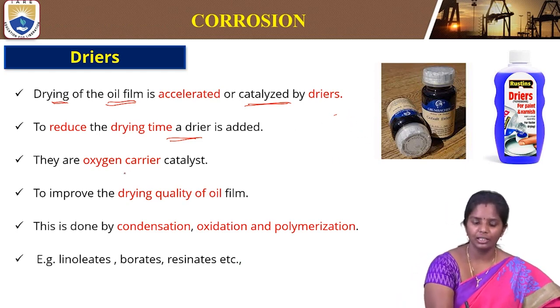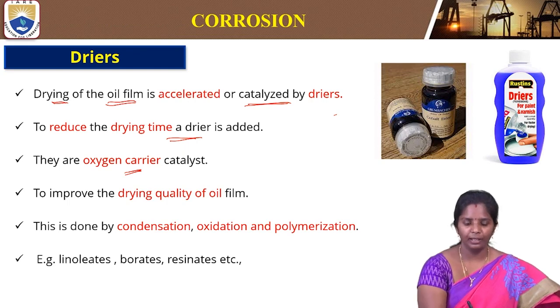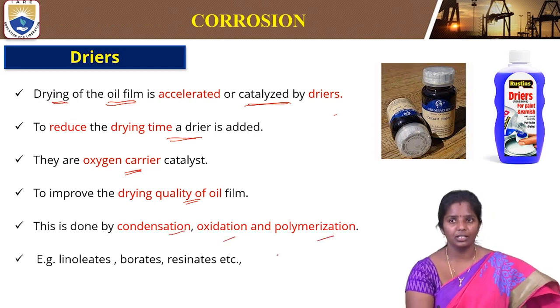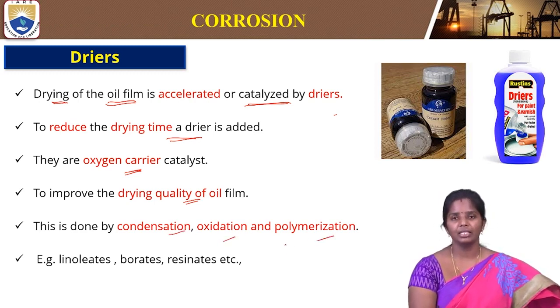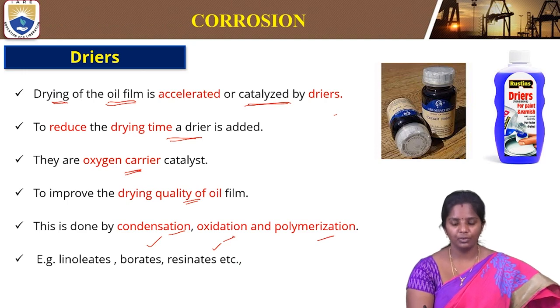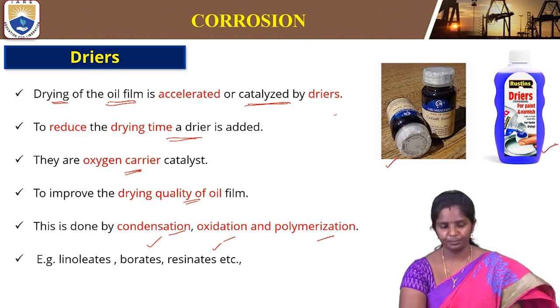So they act as an oxygen carrier catalyst, so that it will help drying, and improves the drying quality of the oil film. And this is done by condensation, oxidation and polymerization reactions that take place and help in drying. Examples are linoleates, borates, resinates. These are some of the chemical compounds that are used as dryers in the paints. So these are commercially used dryers for the paints.